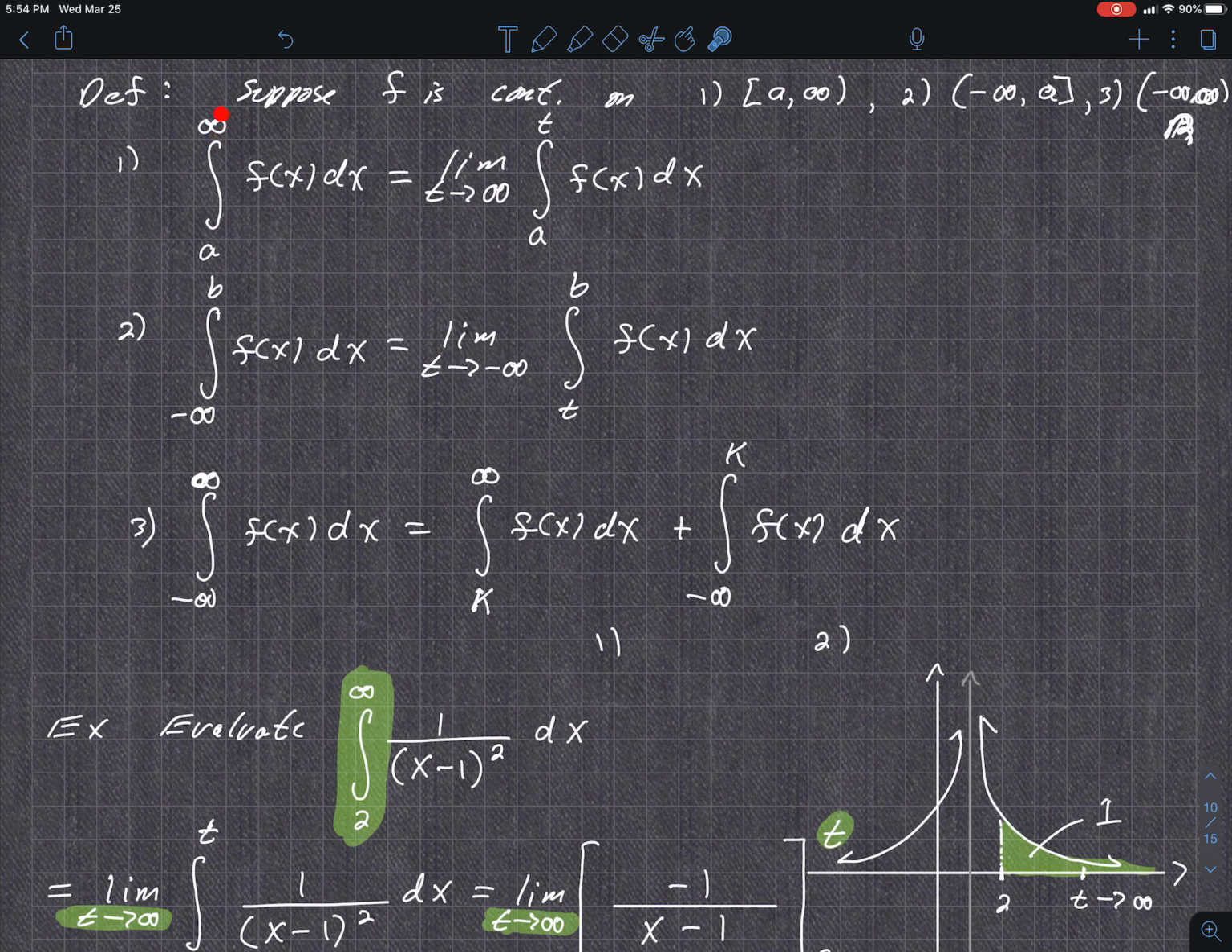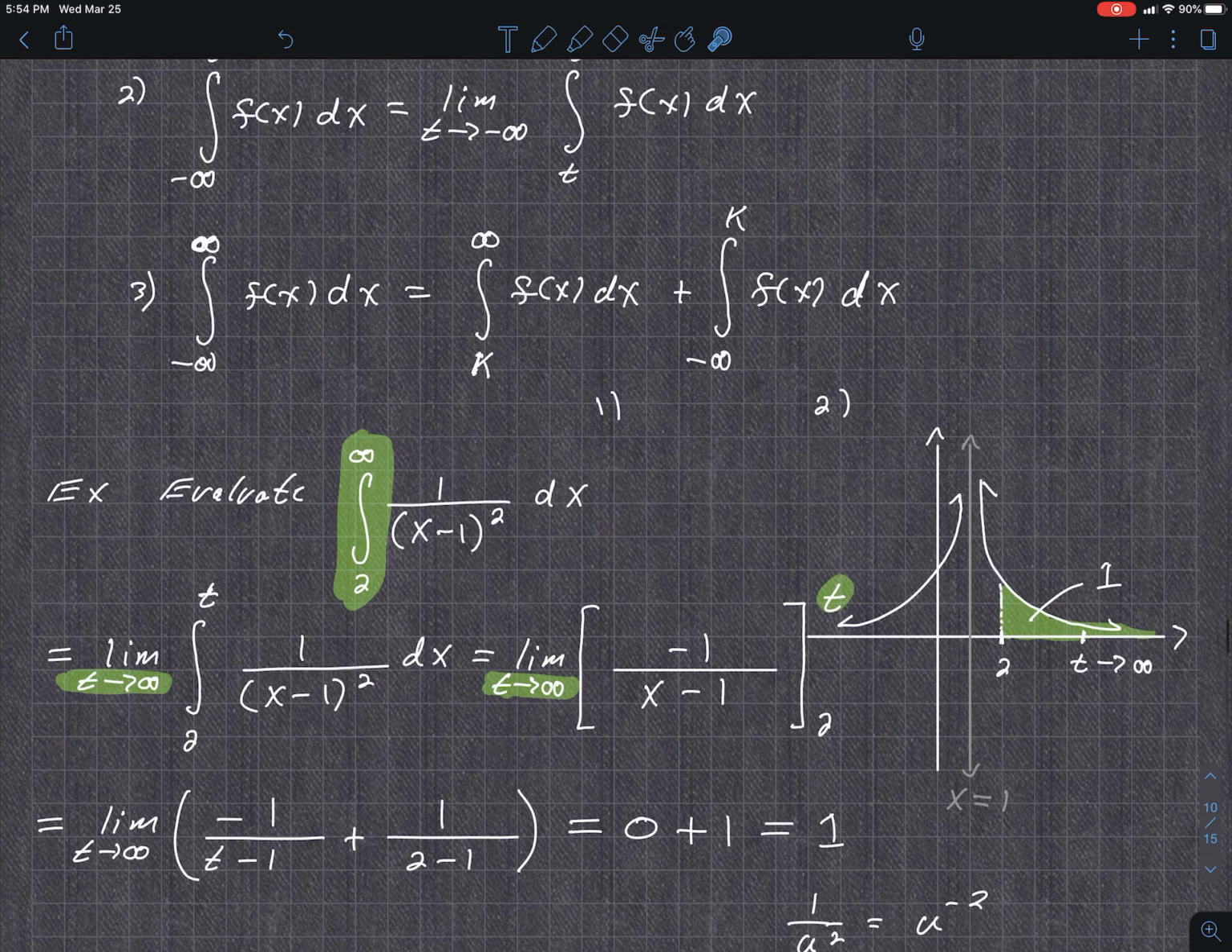So this notation, basically infinity, really means this limit approaching infinity. As I stated also in class, do not use infinity like a number. So don't put infinity down and treat it like a number in any of your work.